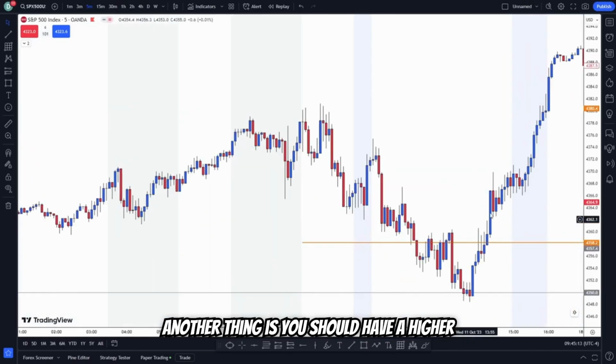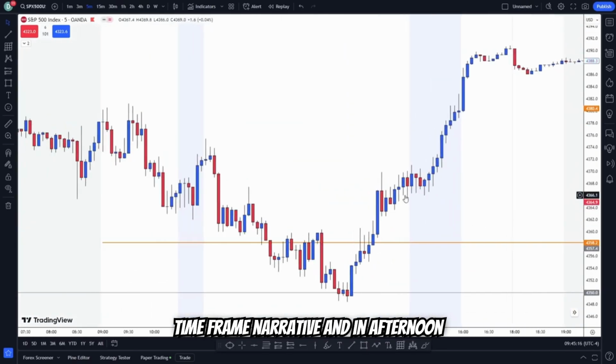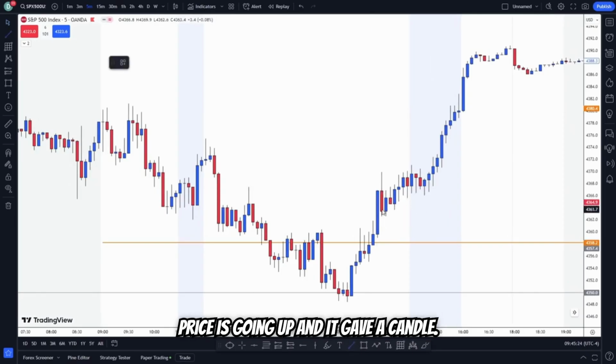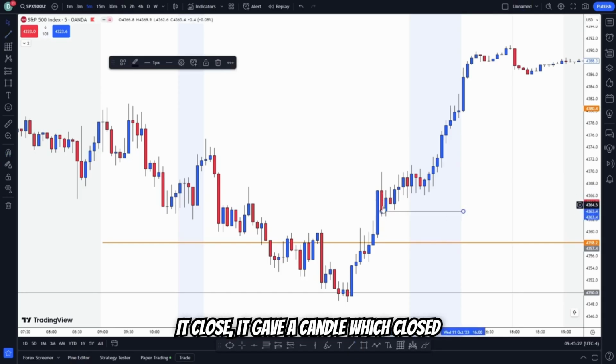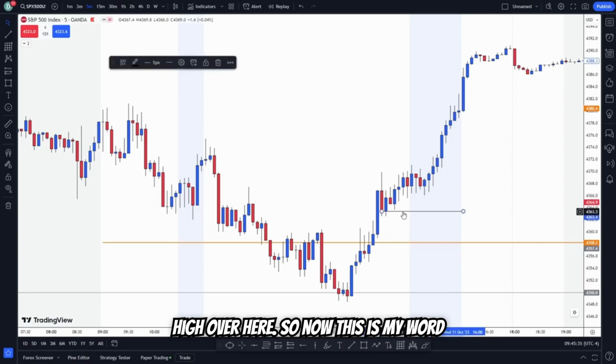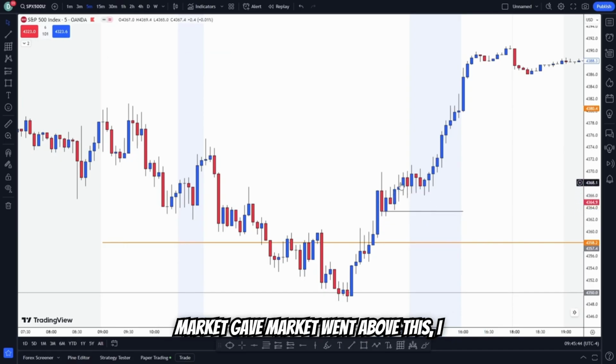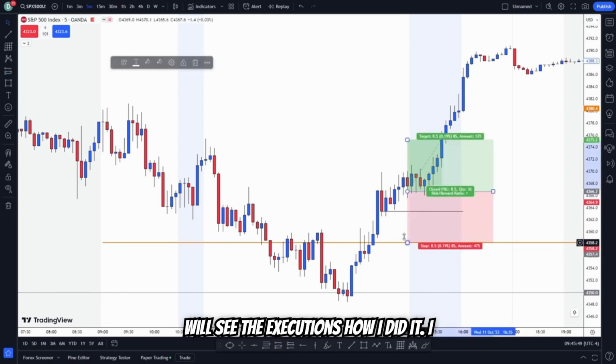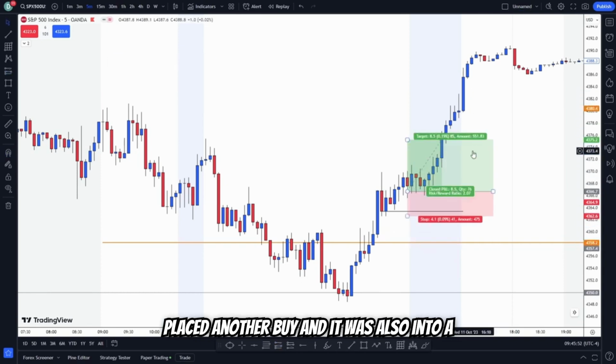And another thing is, you should have a higher time frame narrative. In the afternoon session over here, I placed another trade, and I also recorded that in the same video. So now price is going up, and it gave a candle which closed below, which closed red. After that, when this candle broke this candle's high, now this is my higher low. And if price wants to go up, it should not break this low. So when the market went above this, I placed another buy and recorded this. I will put it in, and you will see how I did the executions. I placed another buy, and it was also into a profit.